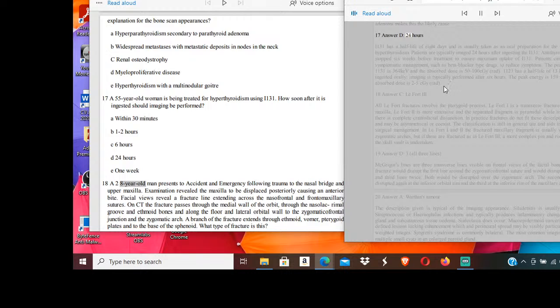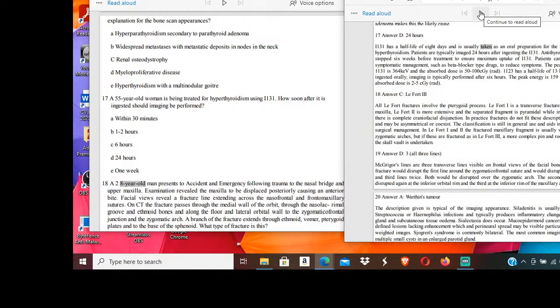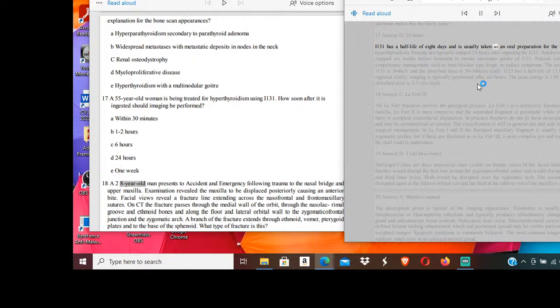Answer D, 24 hours. I-131 has a half-life of 8 days and is usually taken as an oral preparation for the treatment of hyperthyroidism. Patients are typically imaged 24 hours after ingesting the I-131.